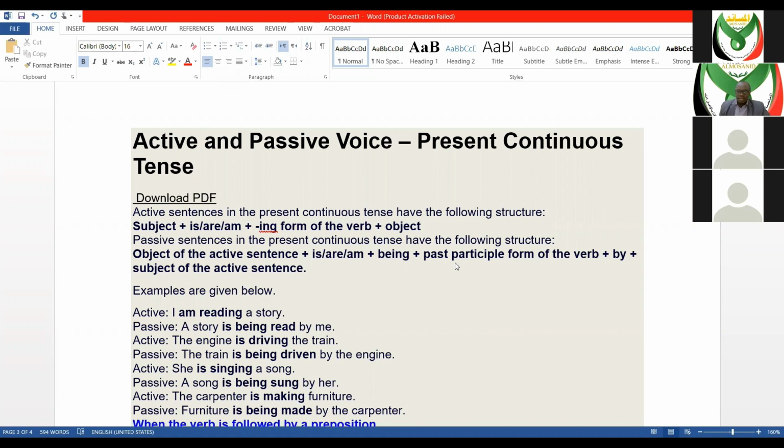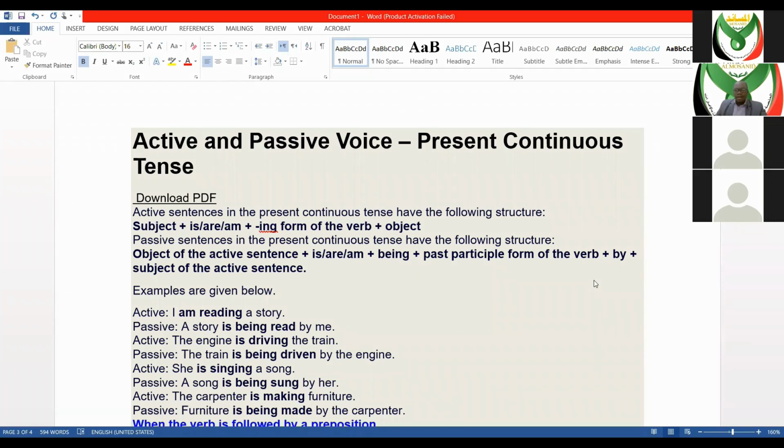Can you repeat again your definition, please? Present continuous tense, something happening in front of your eye. It's happening now or recently. Great. Thank you so much. Great job.